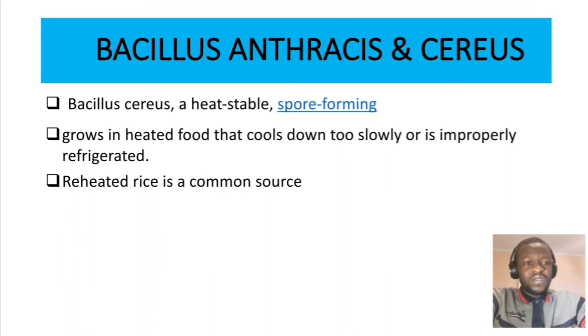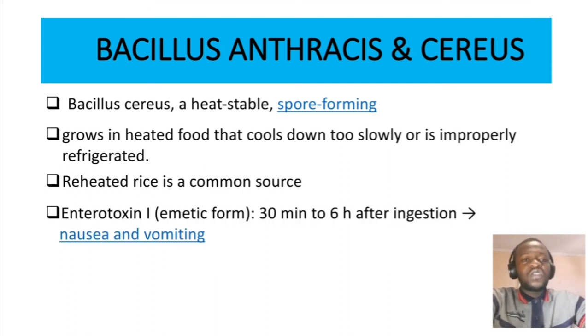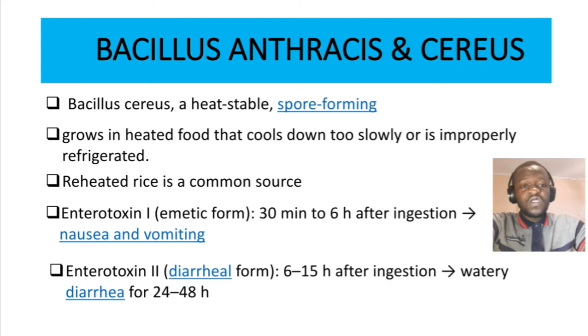And there are two toxins. The first one, enterotoxin 1, is known as the emetic factor. The incubation period is usually 30 minutes to 6 hours after ingestion, and the most common symptoms are nausea and vomiting. The second one, enterotoxin 2, is a diarrheal form. The incubation period is 6 to 15 hours after ingestion, and this will lead to watery diarrhea for 24 to 48 hours.